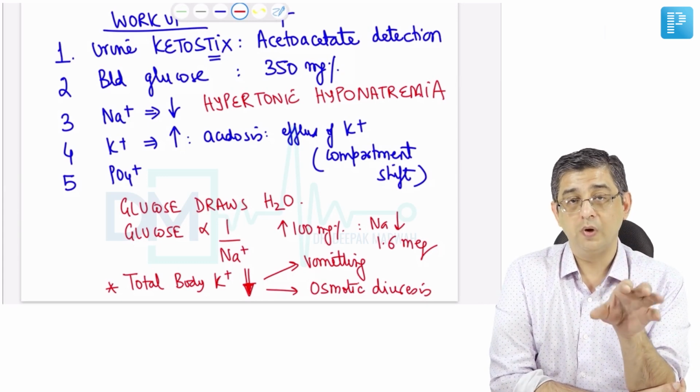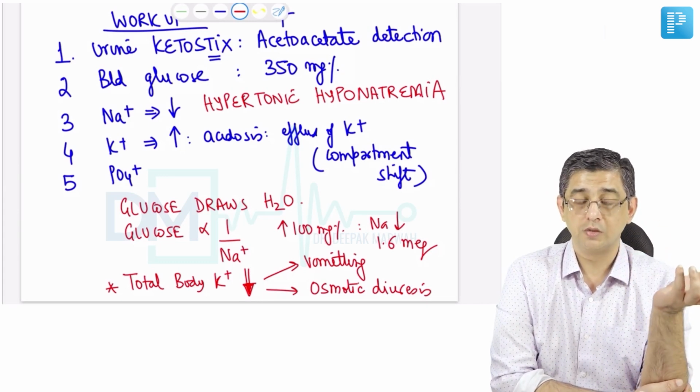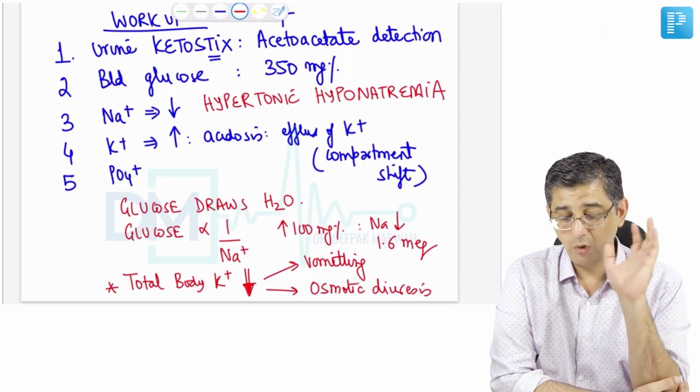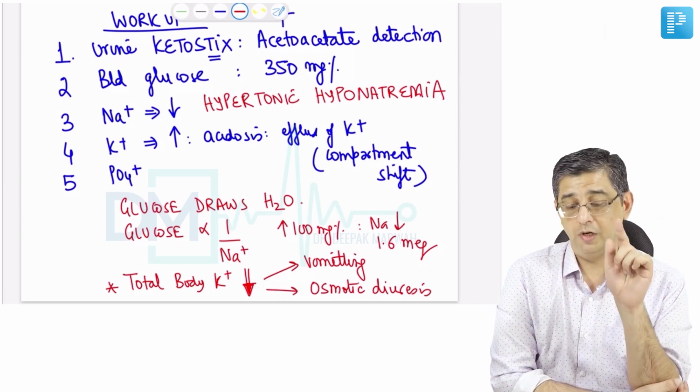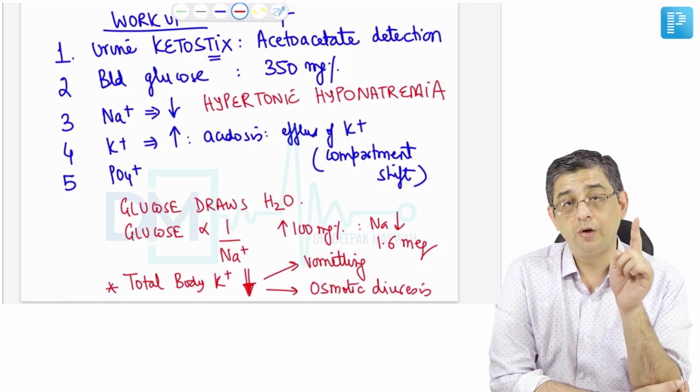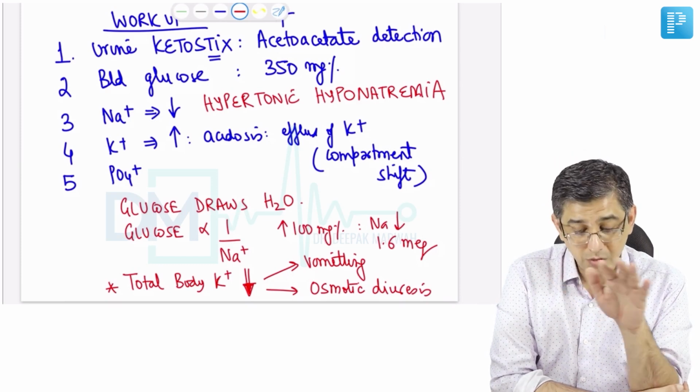Sodium will be low. Why? Because the sugar will draw in water. So it is called hypertonic hyponatremia. Potassium is elevated due to compartmental shift, and treatment of the patient will result in resolution of acidosis.